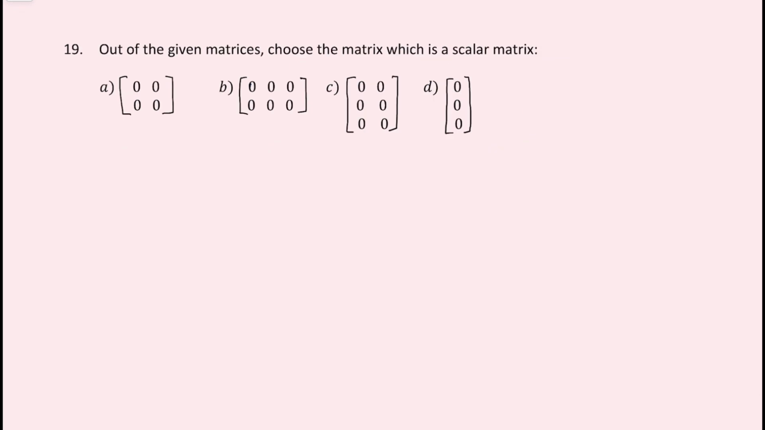Question 19. Out of the given matrices, choose the matrix which is a scalar matrix. Let us see what is a scalar matrix first. Scalar matrix should be a square matrix. So definitely these three won't be there. These are not square matrices. Number of rows and columns are not the same. So this is the only option left.